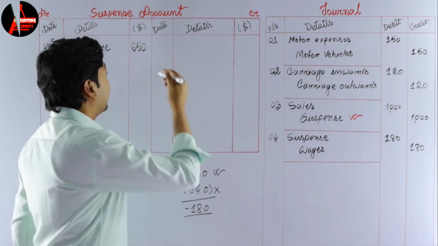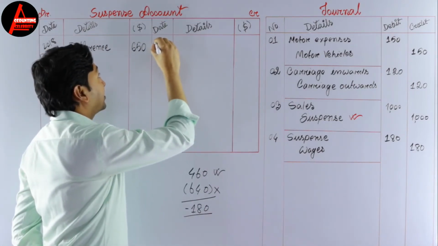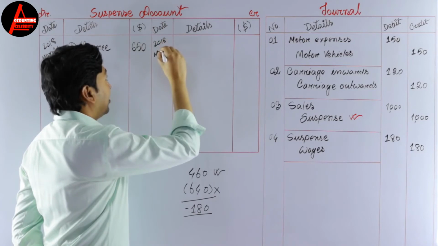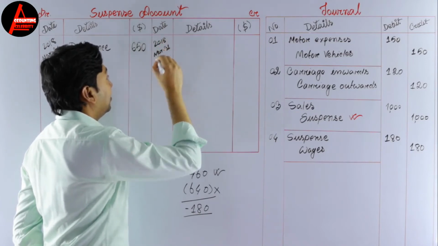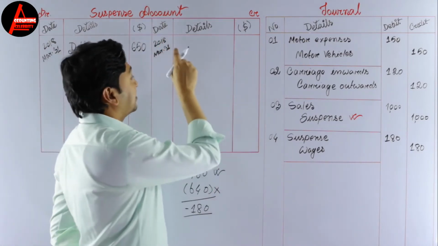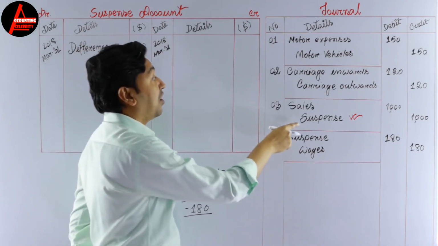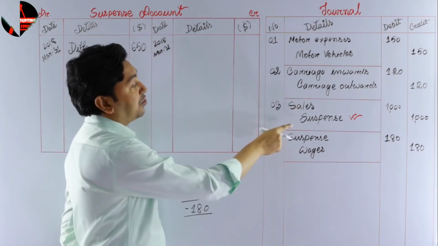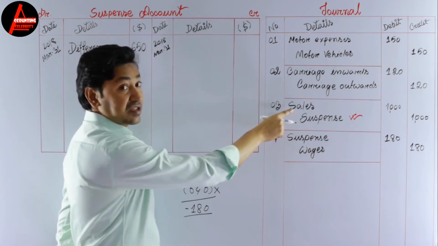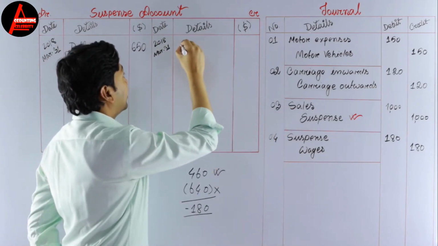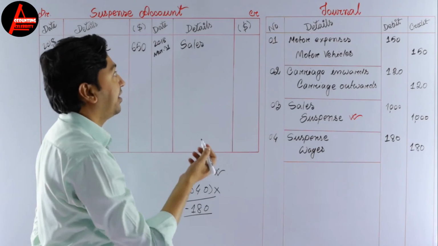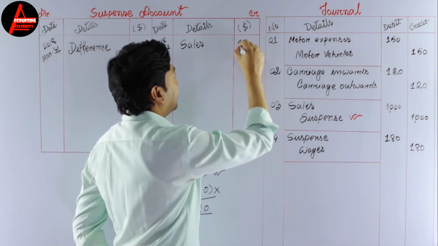Okay, so let us write the date first. The year ending is 2018 March 31st. Okay, so what will we write? Not the suspense, we will write the opposite account. Here the opposite account of the suspense is sales. So we will write here sales, and the amount is here $1,000.